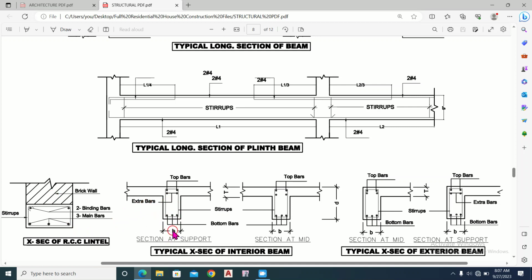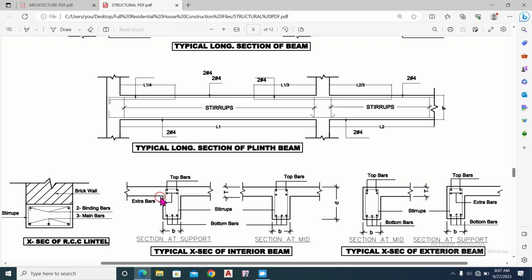And this is the cross section of interior beam. So this is a beam which is monolithic with this slab. So here this is the cross section of the inner beam, interior beam at the support. So at the support we have to provide also top extra bar to counter the negative reinforcement, to counter the negative bending moment that is produced at the support.